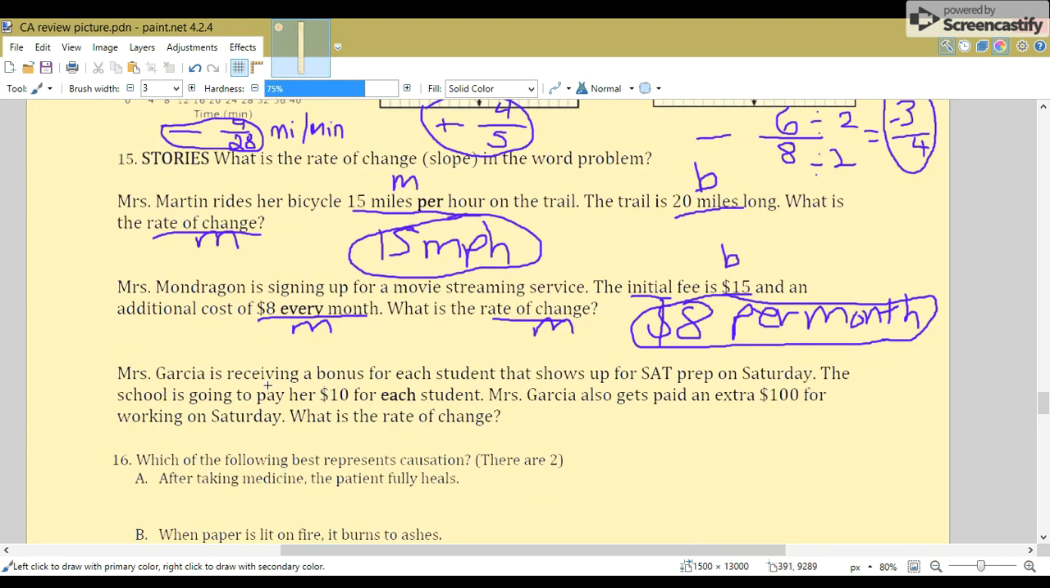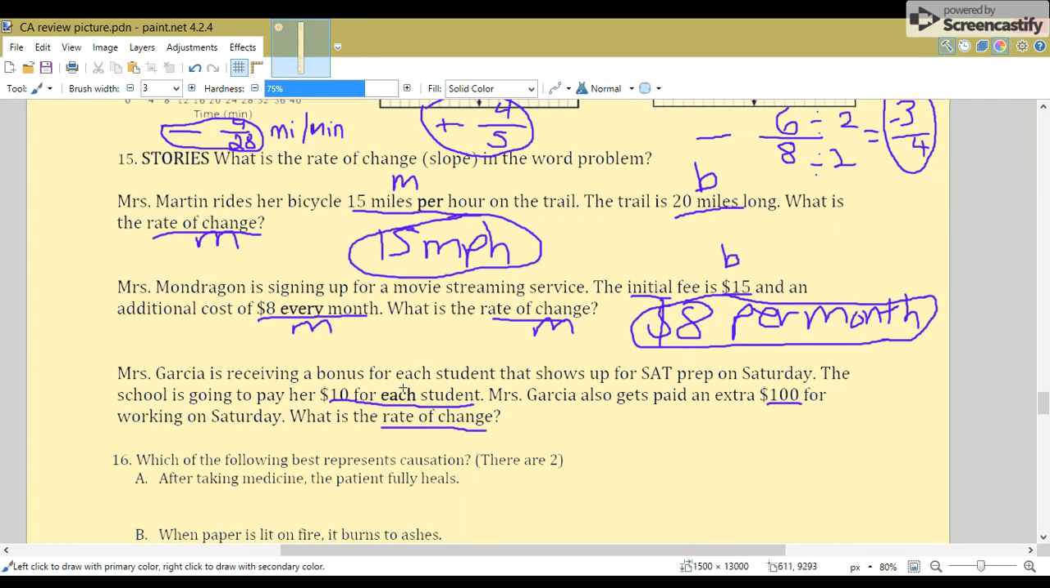Mrs. Garcia is receiving a bonus for each student that shows up for SAT prep on Saturday. The school is going to pay her $10 for each student. Mrs. Garcia also gets paid an additional $100 for working Saturday. What is the rate of change?